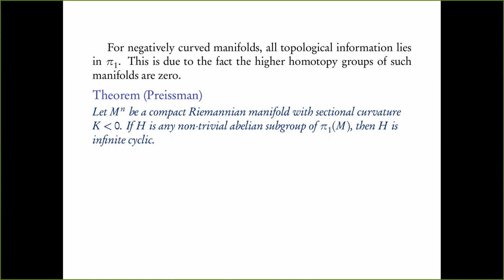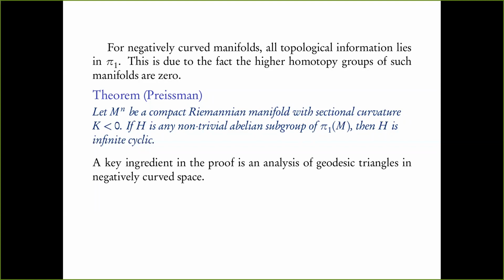So H is infinite cyclic. It cannot be anything else. It cannot be torsion. It cannot be Z mod 2. It cannot be Z cross Z. It has to be Z. Of course, there may be no abelian subgroups at all, in which case pi 1 might be strictly non-abelian. That is completely fine. But if there's a non-trivial, meaning non-identity, abelian subgroup, it has to be infinite cyclic. So this is a very nice statement, at least on the face of it, just by assuming constraints on the sectional curvature, which goes to show that imposing constraints on the sectional curvature sometimes is quite a constraint.